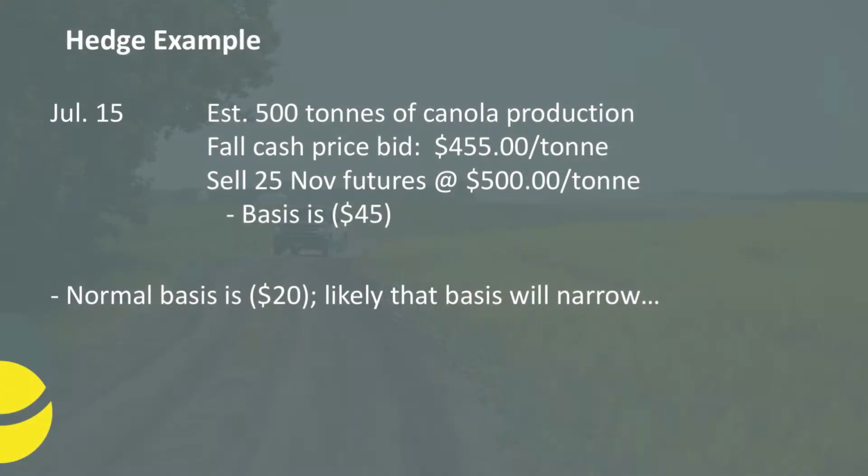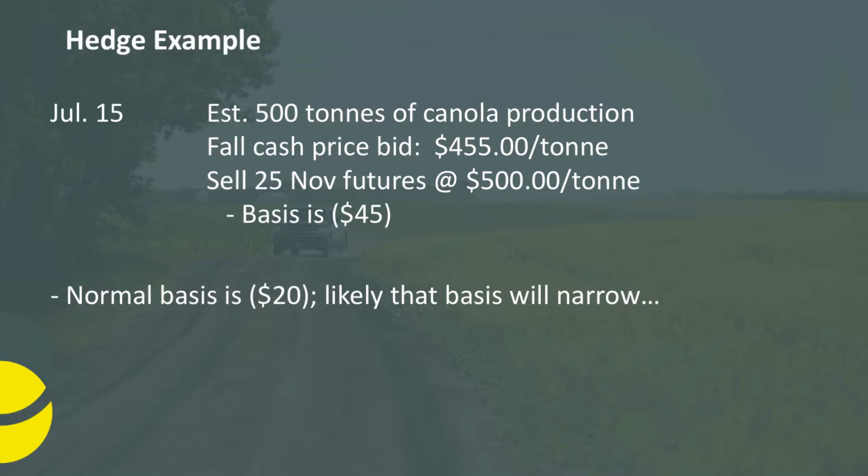But in this case, $45 under is a very wide basis, if you might normally expect a basis level of, say, 20 under, for example. And if we see a basis of 45 under, and you typically would expect a basis level of 20 under, we can have a pretty good level of confidence that eventually, at some point, basis levels will narrow. And if we're confident that basis levels will narrow, we can lock in the futures price, wait for those basis levels to improve, and try and capture some additional gain on the value of our canola.